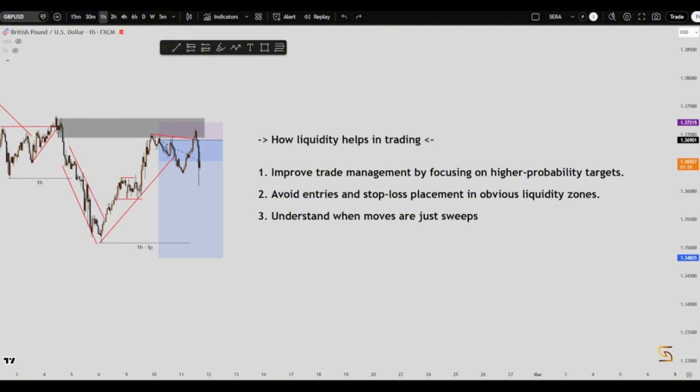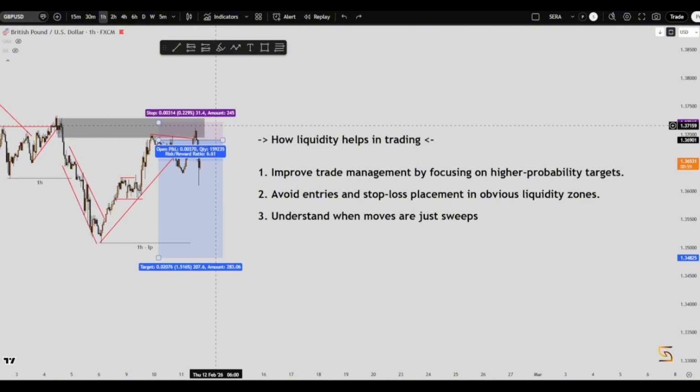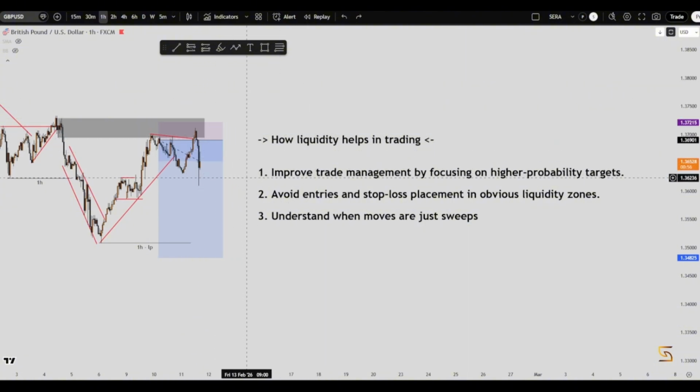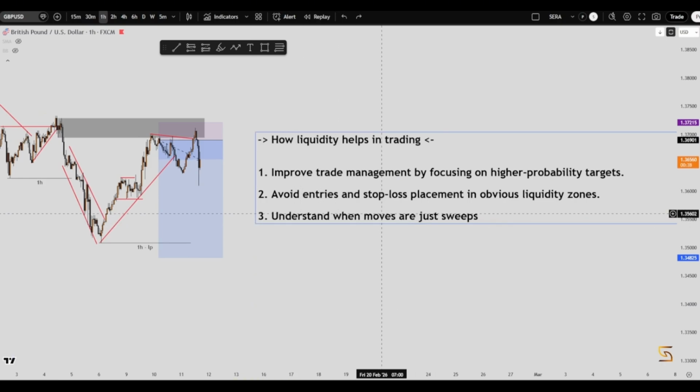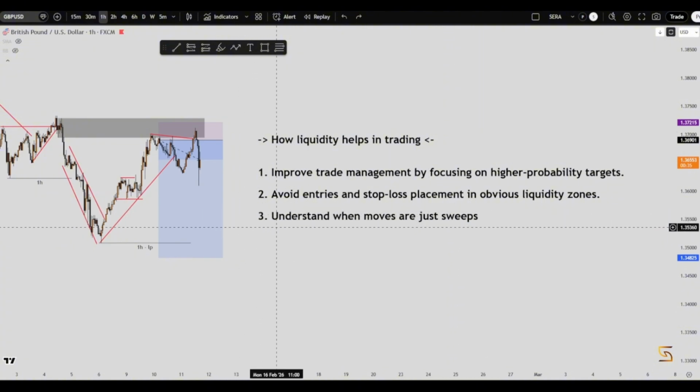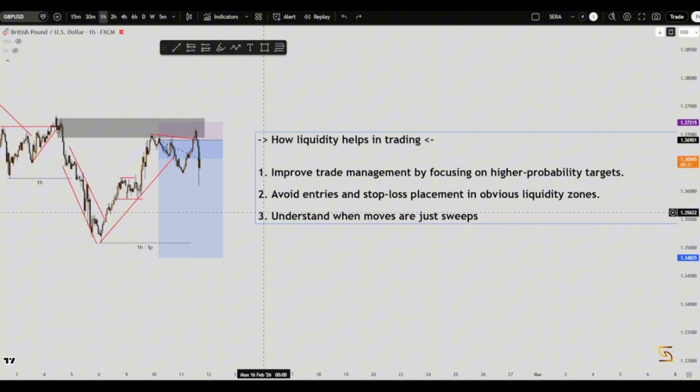Essentially, liquidity is not a complete trading system. It does not provide entry signals and it does not give market direction. But liquidity will help you in trading by improving trade management, focusing on higher probability targets, avoiding entries and stop loss placement in obvious liquidity zones, and understanding when moves are just sweeps. But this is a concept that will need a special video to understand sweeps.